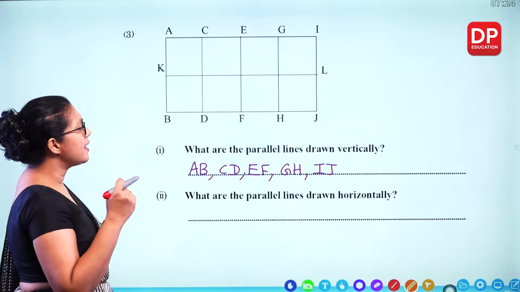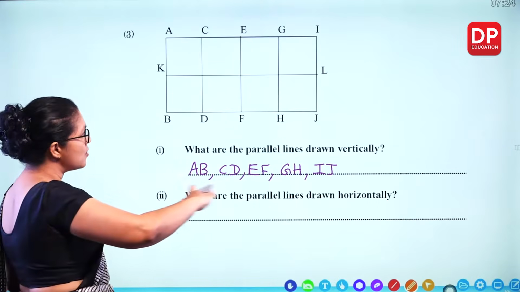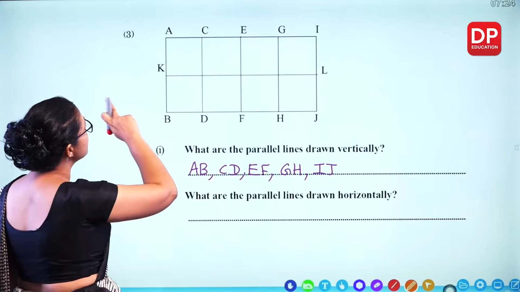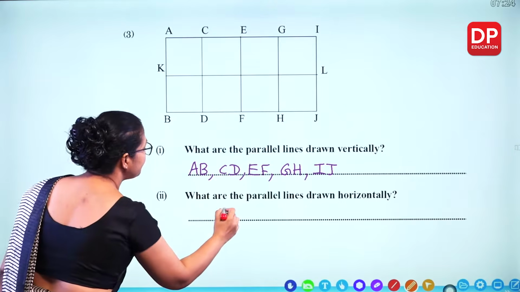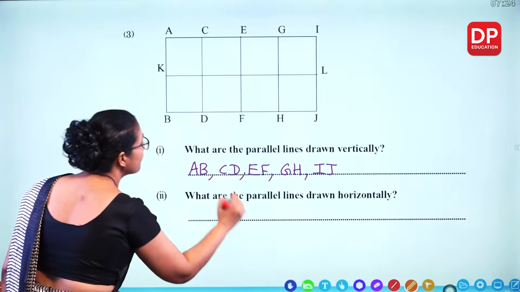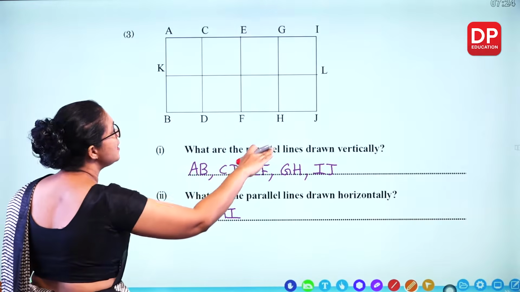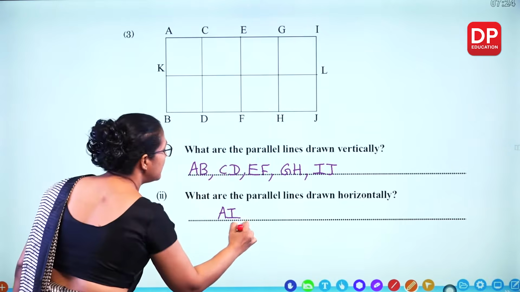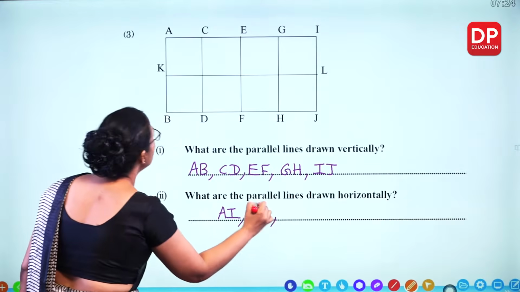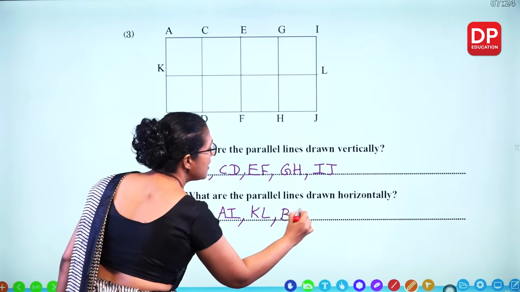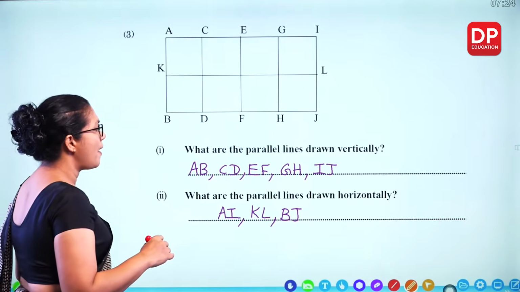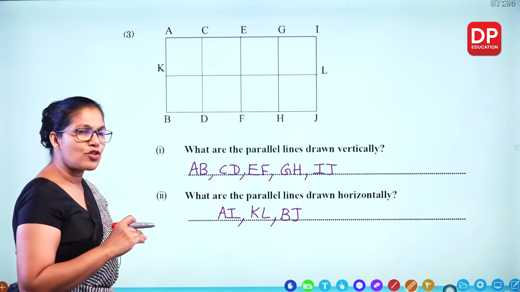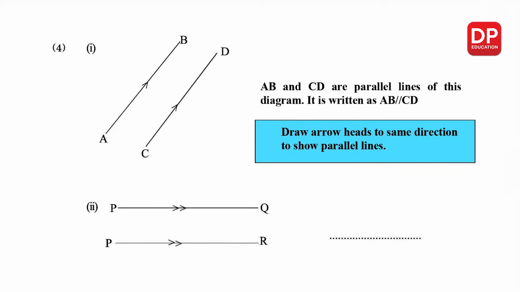What are the parallel lines drawn horizontally? This way. Horizontally, we can say AI and BJ and KL, and BJ. Those are parallel lines drawn horizontally. AB and CD are parallel.